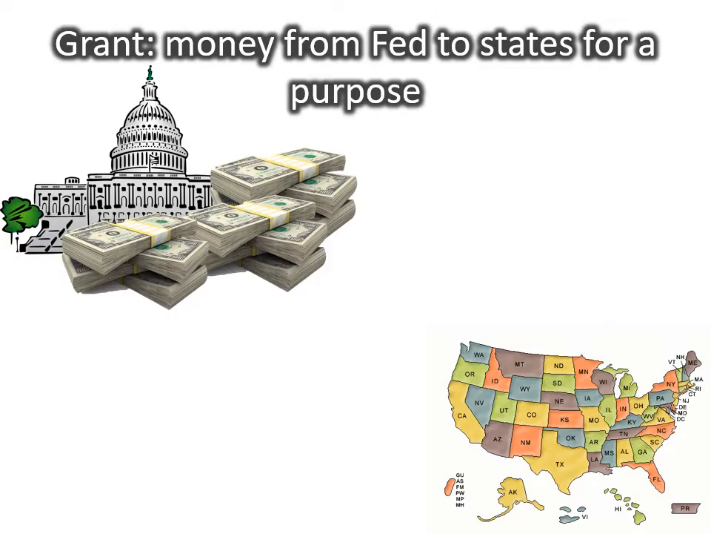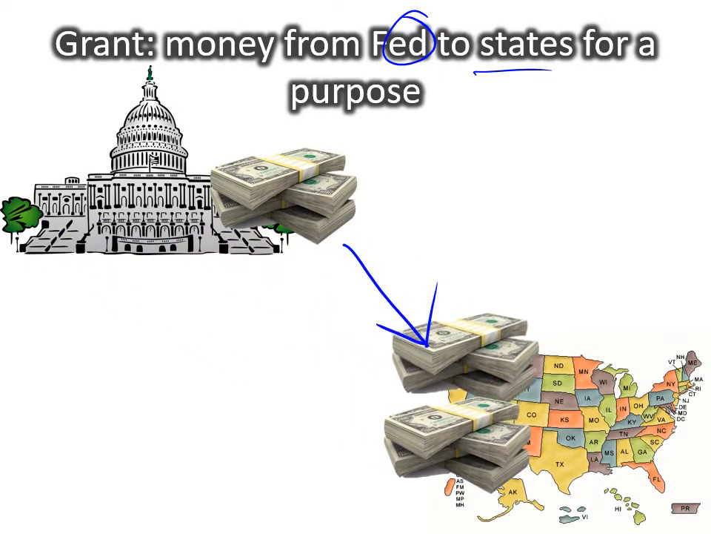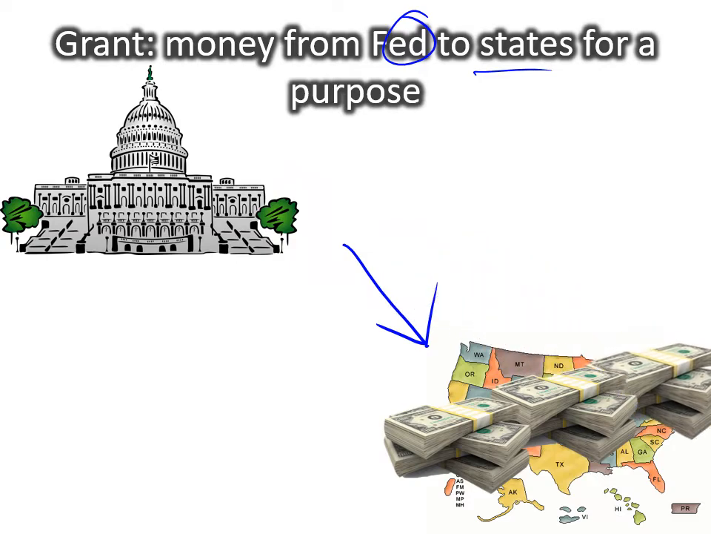Okay, so the very most basic thing, the topic of today, is grants and mandates. And so a grant is money from the federal government to the states for a specific purpose. So, boop, boop, boop. Send the dollars. Make it rain, DC.